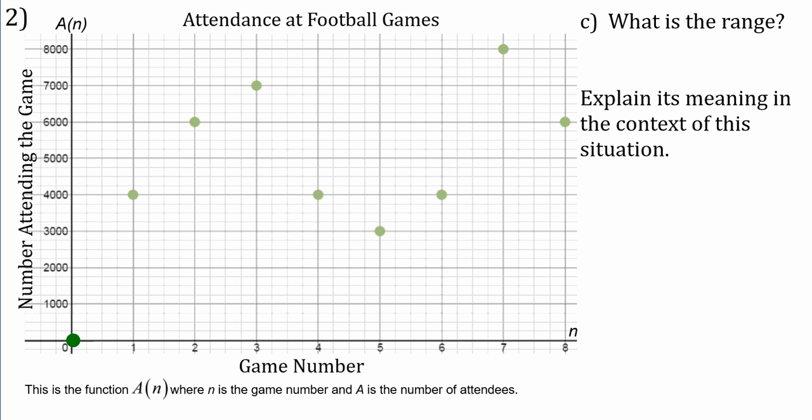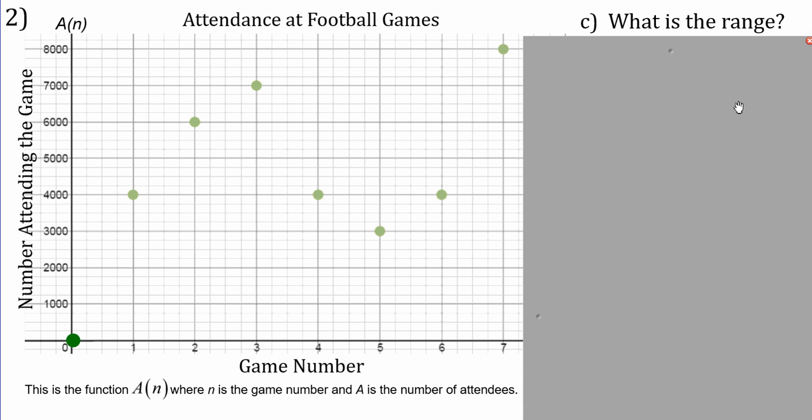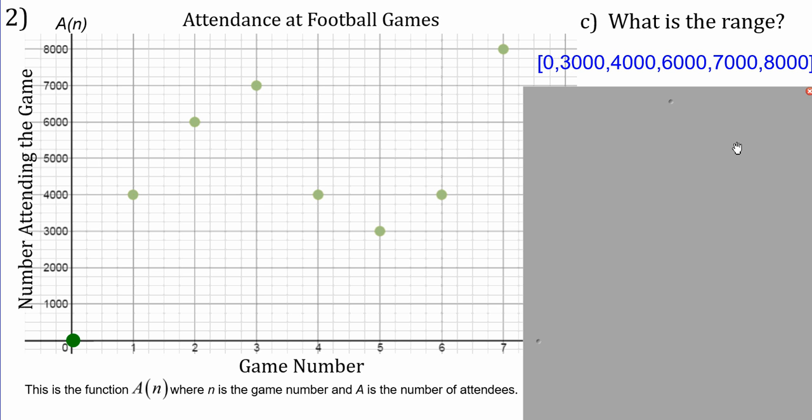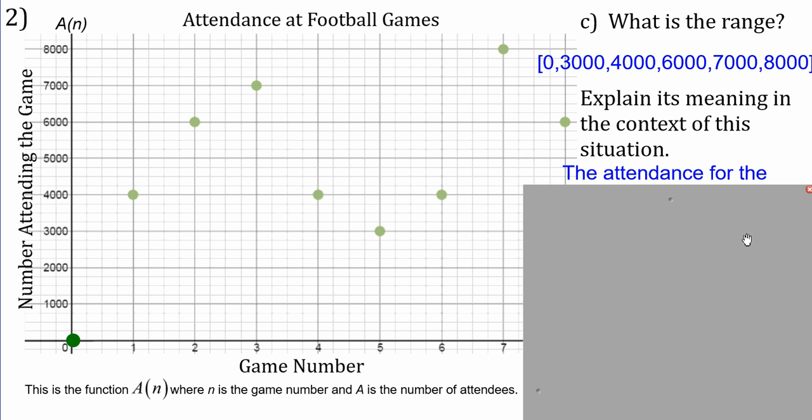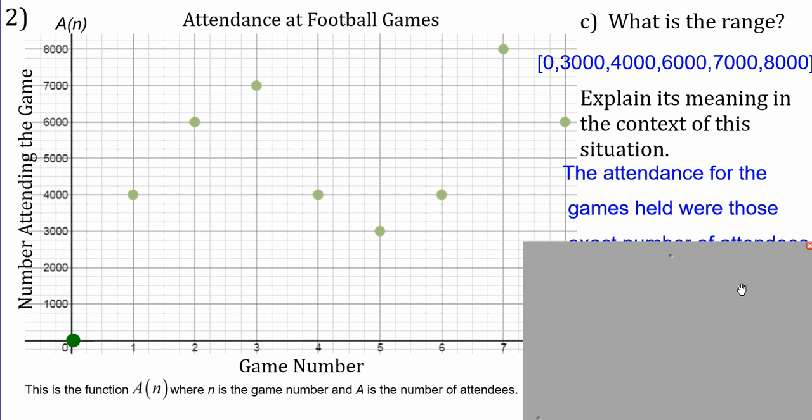What is the range and explain its meaning? The range is the set of all the output values. And we have very specific outputs, again, because it's a discrete function. So we will list those out individually within our brackets. So our range is 0, 3,000, 4,000, 6,000, 7,000, and 8,000. The meaning? The attendance for the games held were those exact number of attendees. So there was a game that had 0, 3,000, 4,000, 6,000, 7,000, and 8,000 people in attendance.